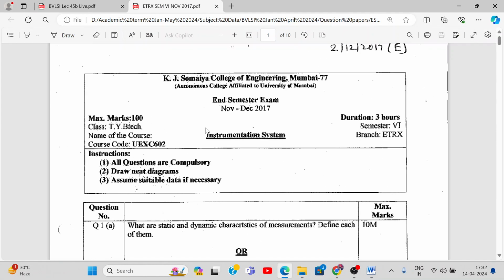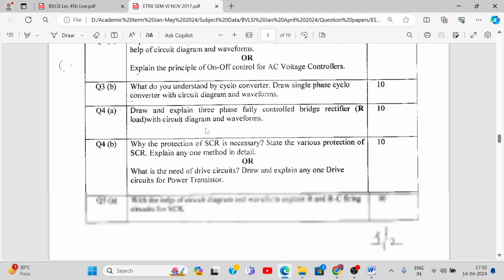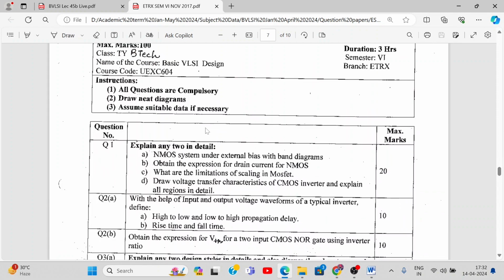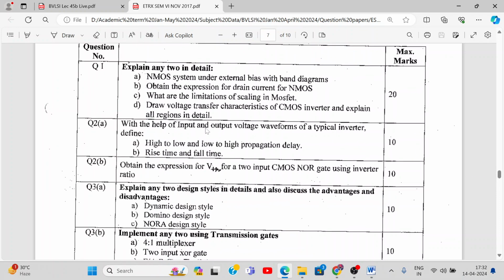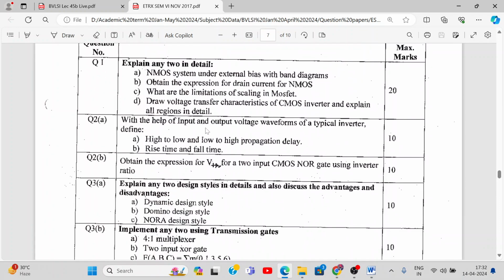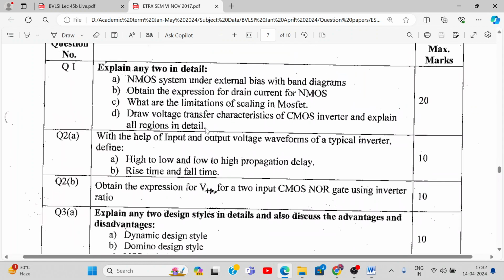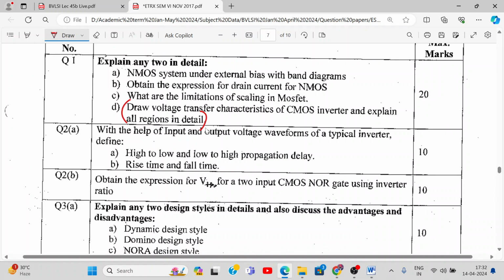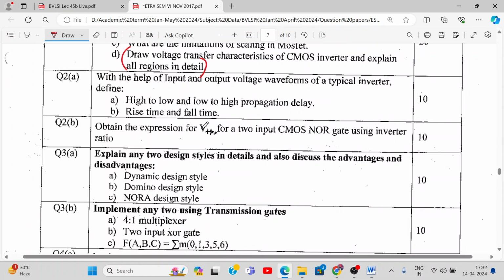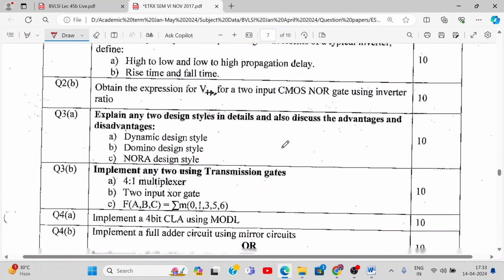2017. So we have to search for the VLSI paper. Yeah, here it is. See, I'll tell you the questions which were related to CMOS. VTC curve for CMOS inverter and explain all the regions in detail. Yes, we have done that. Derive the expression for VTH for a 2-input CMOS NOT gate. We will go over that.